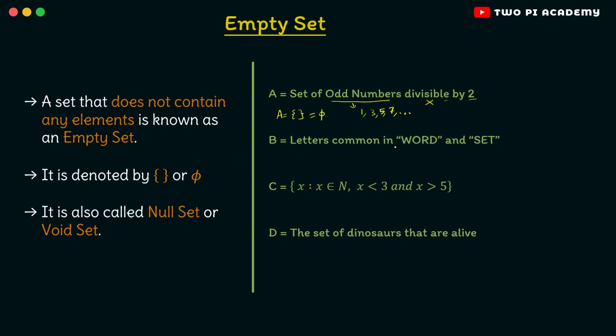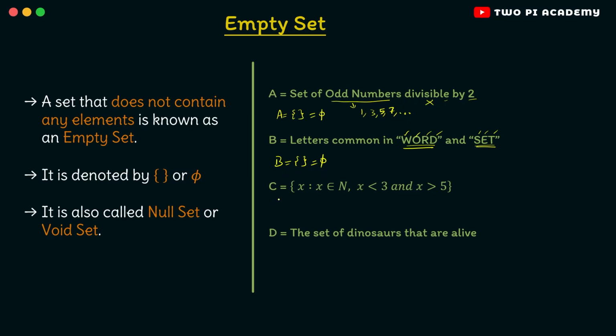And then the second one, the set of letters common in word and set. So word has the letters W, O, R, D and set has the letters S, E and T. Are there any letters common in this? No, right? Every letter in the first word is not present in the second word. So therefore, capital B is also an empty set. So you will denote that by empty curly braces or you can use the Greek letter phi. This means that B is an empty set.